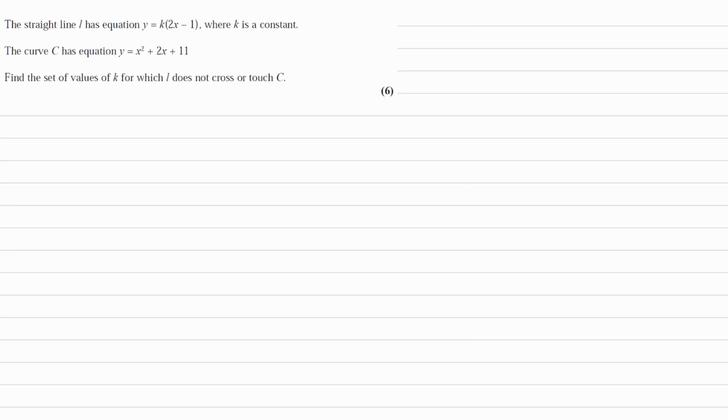We're given the equation of a straight line. So this is straight line L, y equals k times (2x minus 1), and we're given the equation of a quadratic, that's curve C, and we want to find the values of k for which the two things do not touch.